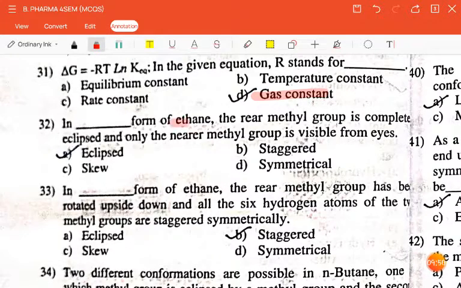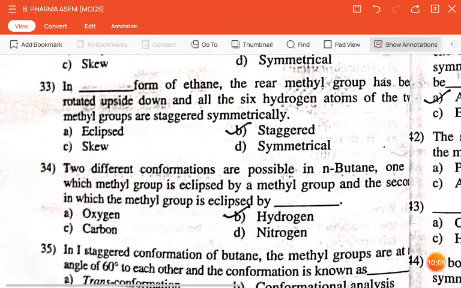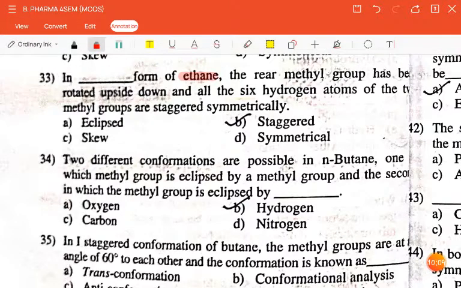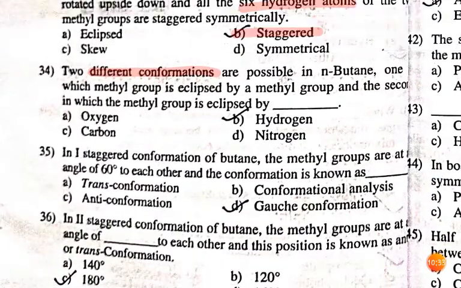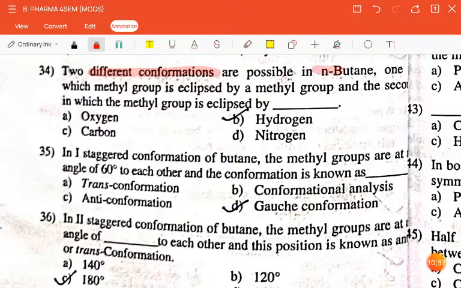In dash form of ethane, the rear methyl group is completely eclipsed and only the nearer methyl group is visible from the front. Eclipsed, staggered, skew, symmetrical. So the correct answer is eclipsed. The next question is: in dash form of ethane, the rear methyl group has been rotated upside down and all the 6 hydrogen atoms of the two methyl groups are staggered symmetrically. Eclipsed, skew, staggered, symmetrical. So the correct answer is staggered. The next question is: two different conformations are possible in n-butane, one in which methyl group is eclipsed by a methyl group, the second in which the methyl group is eclipsed by oxygen, carbon, hydrogen, nitrogen. So the correct answer is hydrogen.